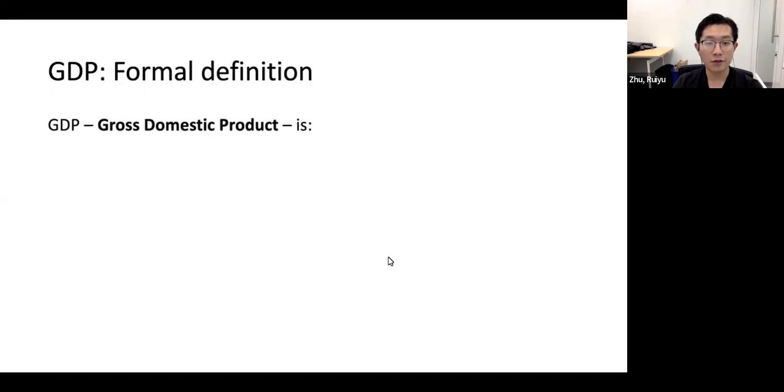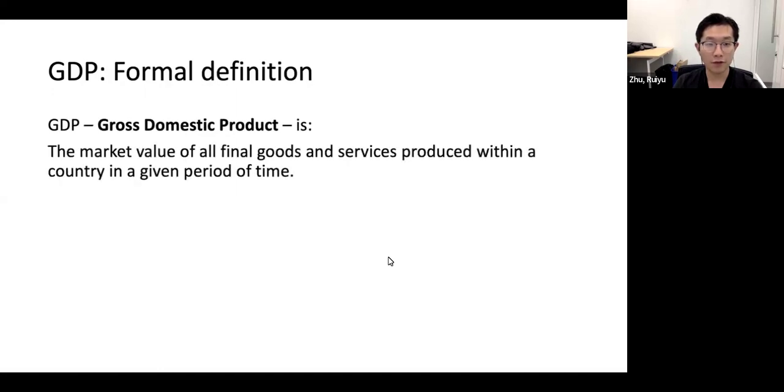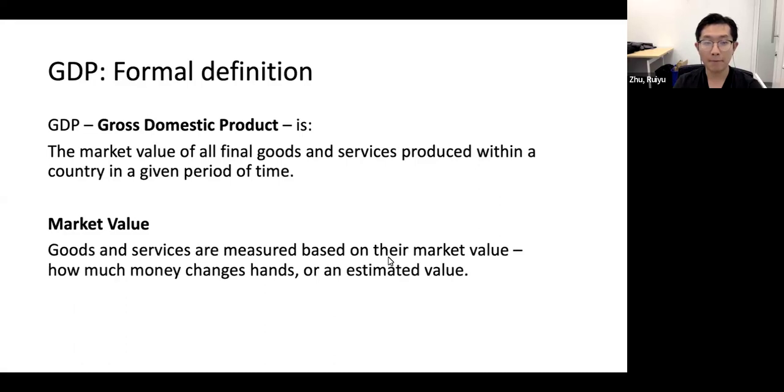So what's the GDP? The formal definition is the market value of all goods and services produced within a country in a given period of time. And we want to talk more about the details of the definition. The first point is the market value, right?